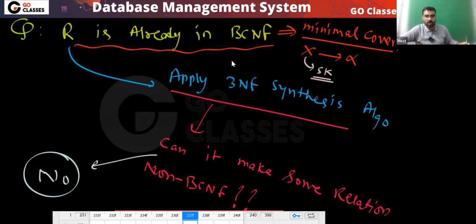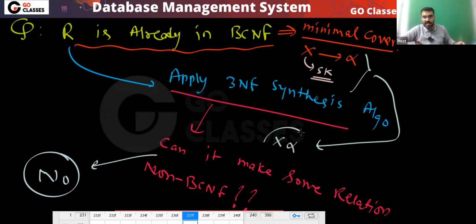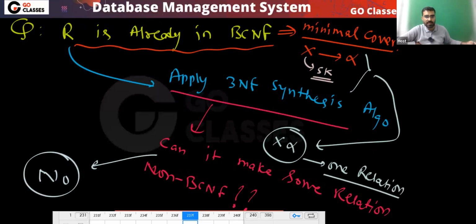So finally, what you will do is create a relation. When you apply the synthesis algorithm, this X alpha will be one relation. So it will be in BCNF, right? Is this clear? So if you are already in BCNF and then you apply this algorithm, you will still remain in BCNF. Is this clear? Let me know.